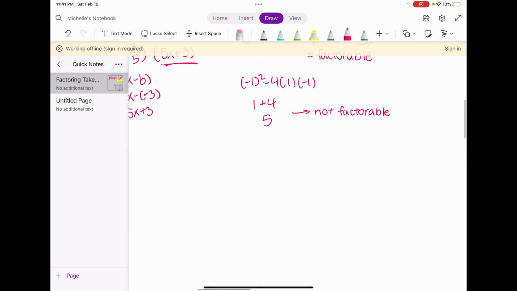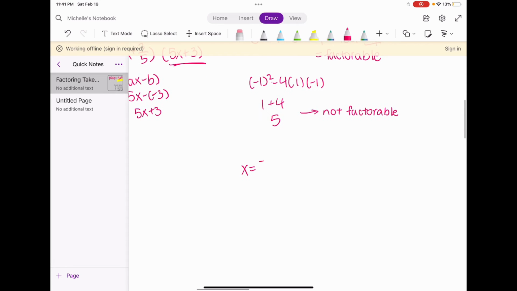So if we use the quadratic formula, b squared minus 4ac all over 2a, we end up getting 1 plus or minus square root of 5, because we already figured out what the discriminant is, over 2. So our roots are going to be at 1/2 plus the square root of 5 divided by 2, and 1/2 minus the square root of 5 divided by 2.